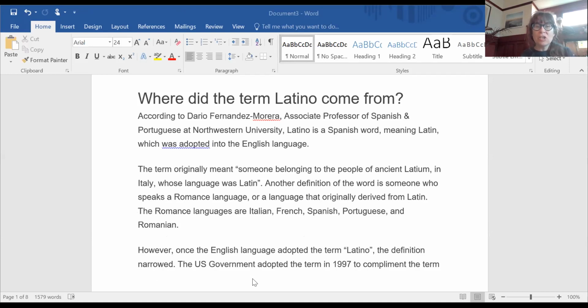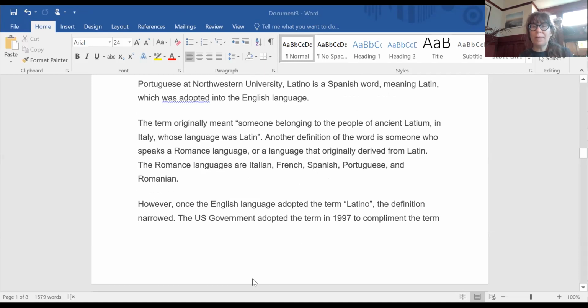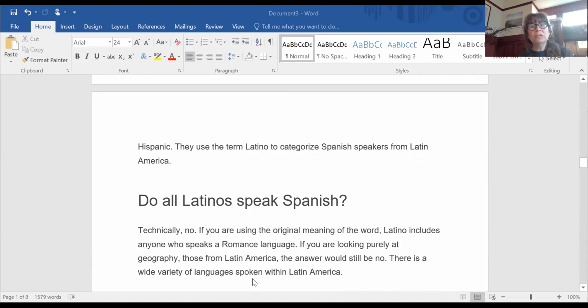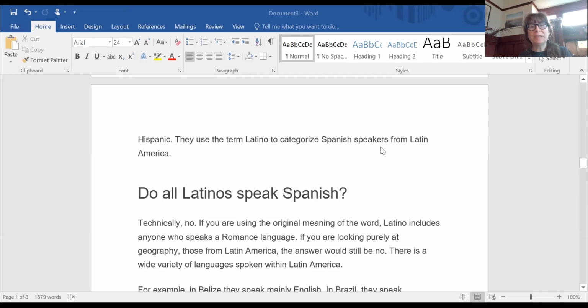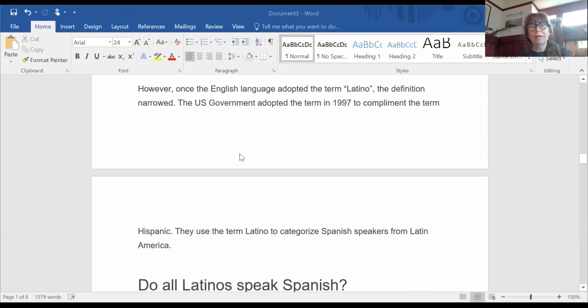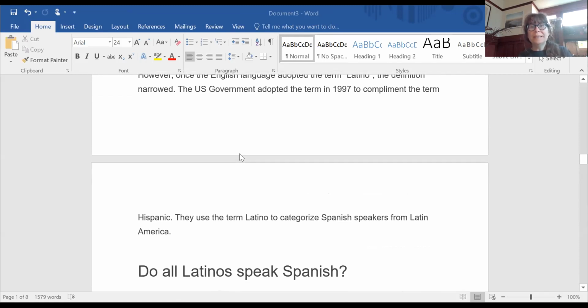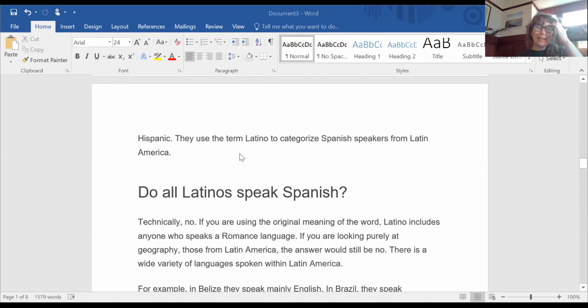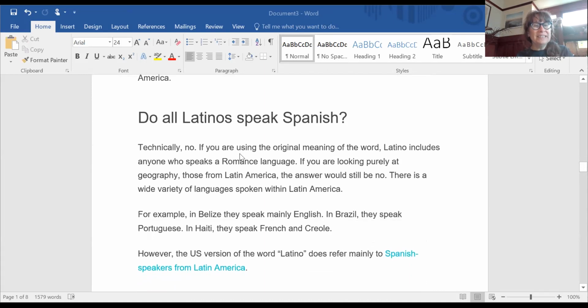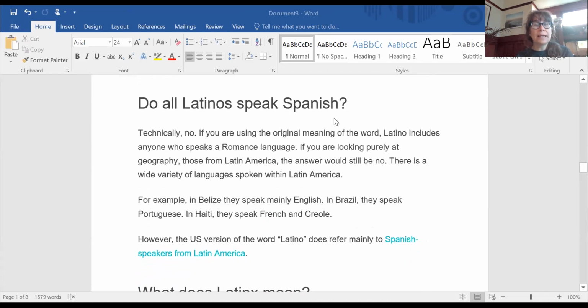The US government adopted the term in 1997 to complement the term Hispanic. They used the term Latino to categorize Spanish speakers from Latin America. So it sounds like the US government in the late 1990s decided to use the word Latino to specify that these are people who speak Spanish that are from Latin America. But the question is, do all Latinos speak Spanish? Technically, no. If you're using the original meaning of the word, Latino includes anyone who speaks a Romance language.